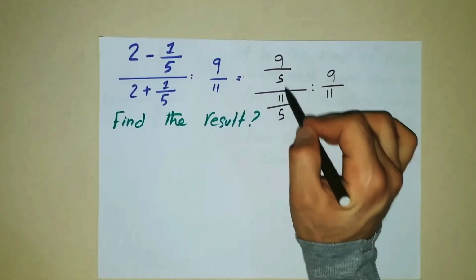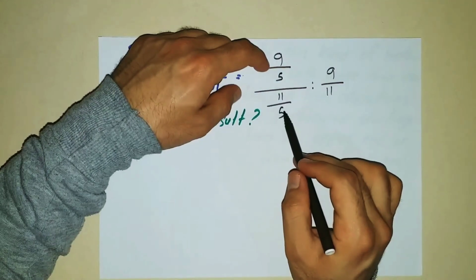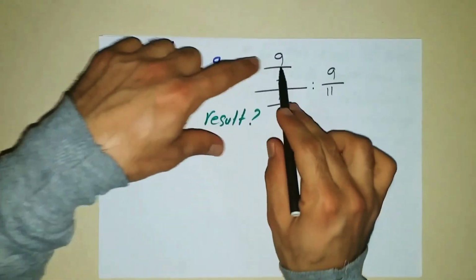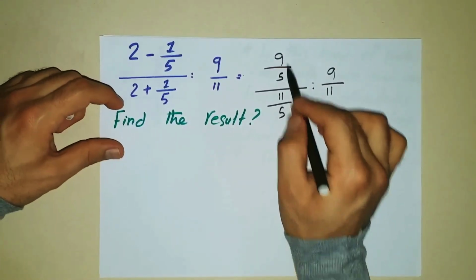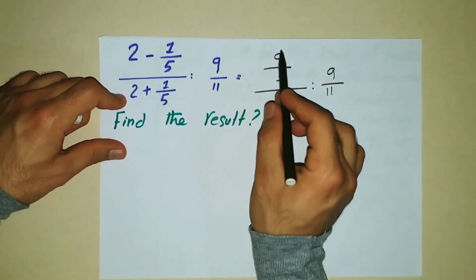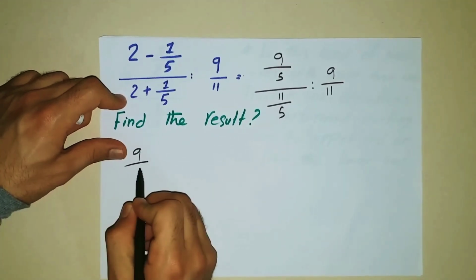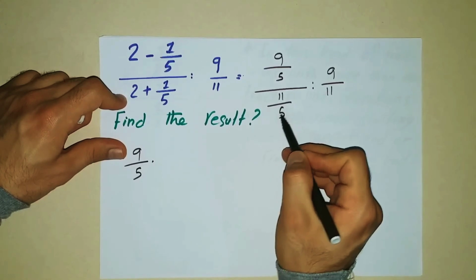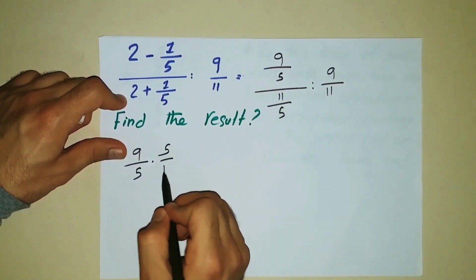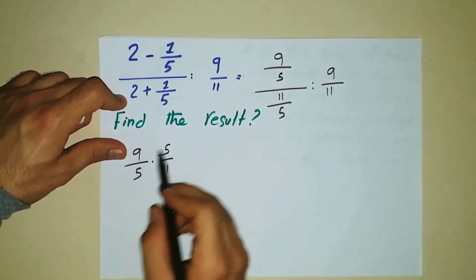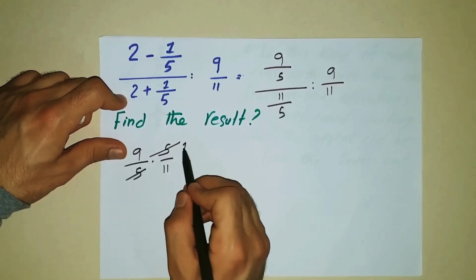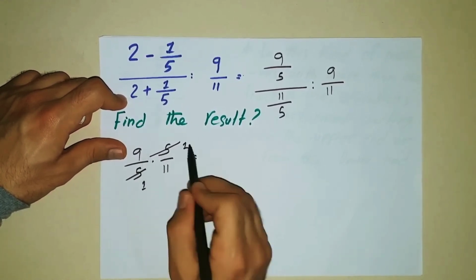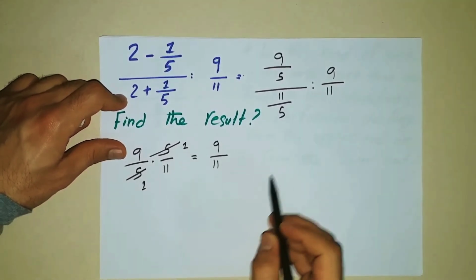Now first I will solve this one, then I will solve this one. This is also division, this is also division. Okay, now I will solve this first. 9 by 5. I will write the first one as the same, 9 by 5 multiplied by the opposite of this one, 5 by 11. I can simplify them. Yes, I can simplify them with 5. So 5 ones are 5, 9 ones are 9, 11.